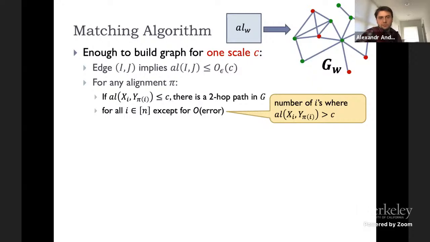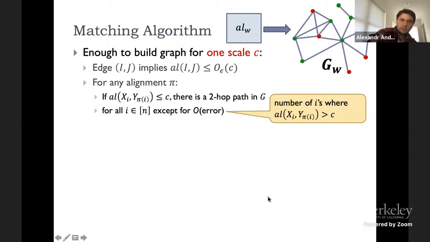Obviously we won't be able to do this for all i, because then that would immediately imply that we managed to preserve the alignment distance for all pairs x versus y. So the alignment tells us how much error we can tolerate. We'll miss some matches, some of these things will not hold, but the number of them will be proportional to the error that already exists, to the number of pairs that are already not at a distance less than C.